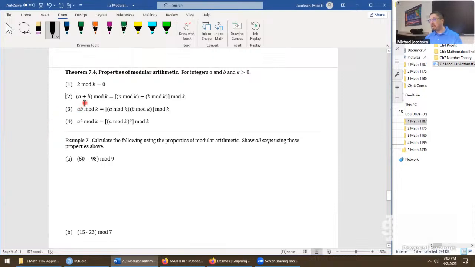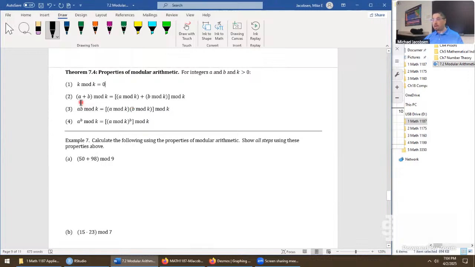Property 2, a plus b mod k, already on its own is a pretty interesting property when you really look at this. If I didn't think about this too hard, I might have suspected that a plus b mod k should just be a mod k plus b mod k, and our job is done. That's not true. You take a mod k plus b mod k, add the results together, and then mod them by k again. That's really pretty weird.